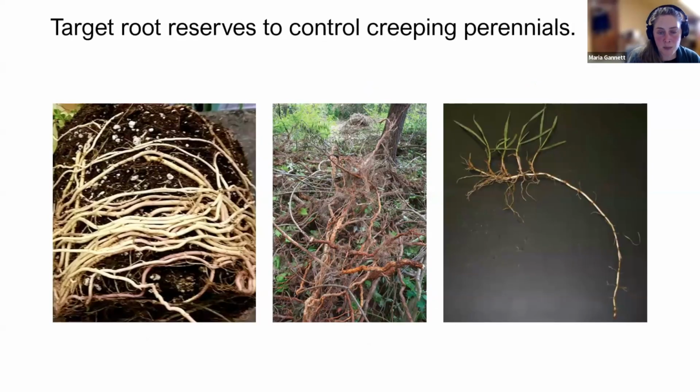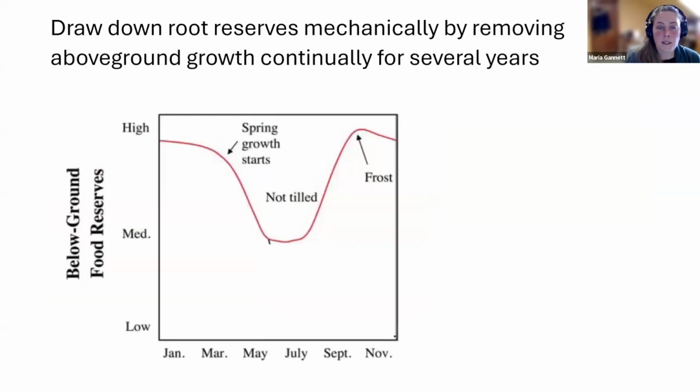When we're thinking about managing these plants, we want to think about targeting the roots, because that's really where the crux of the problem lies. And you can do that with tillage. Remember when we were talking about tillage as a weed management tool, this does effectively manage rhizomatous perennial weeds. And so here what we've got is a little graph.